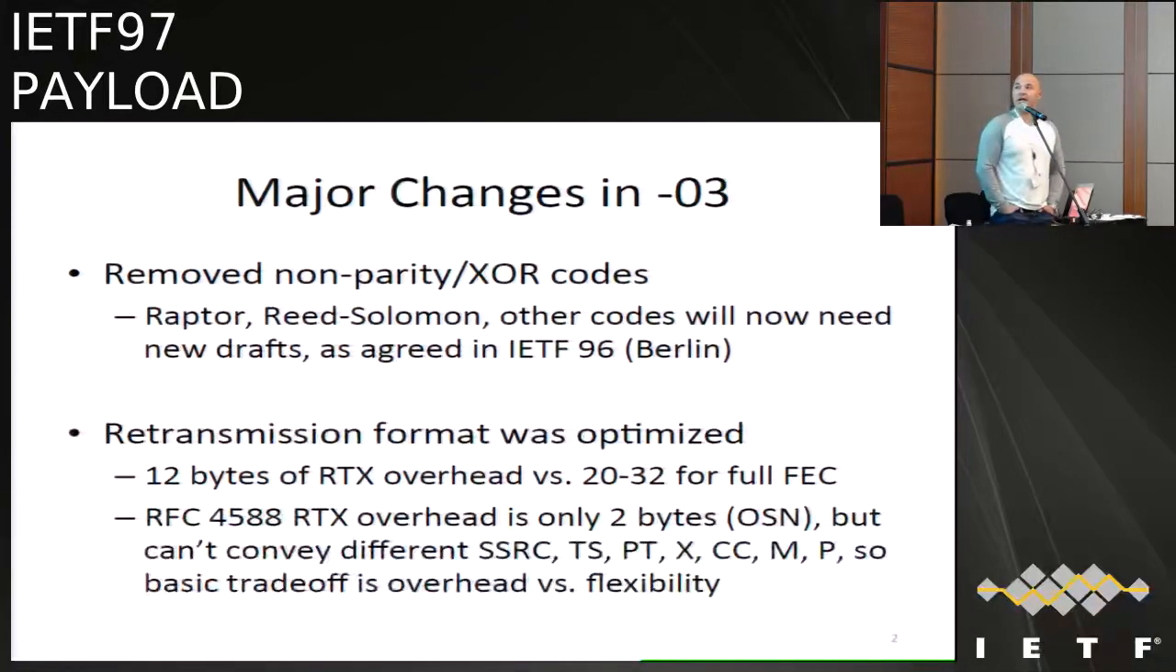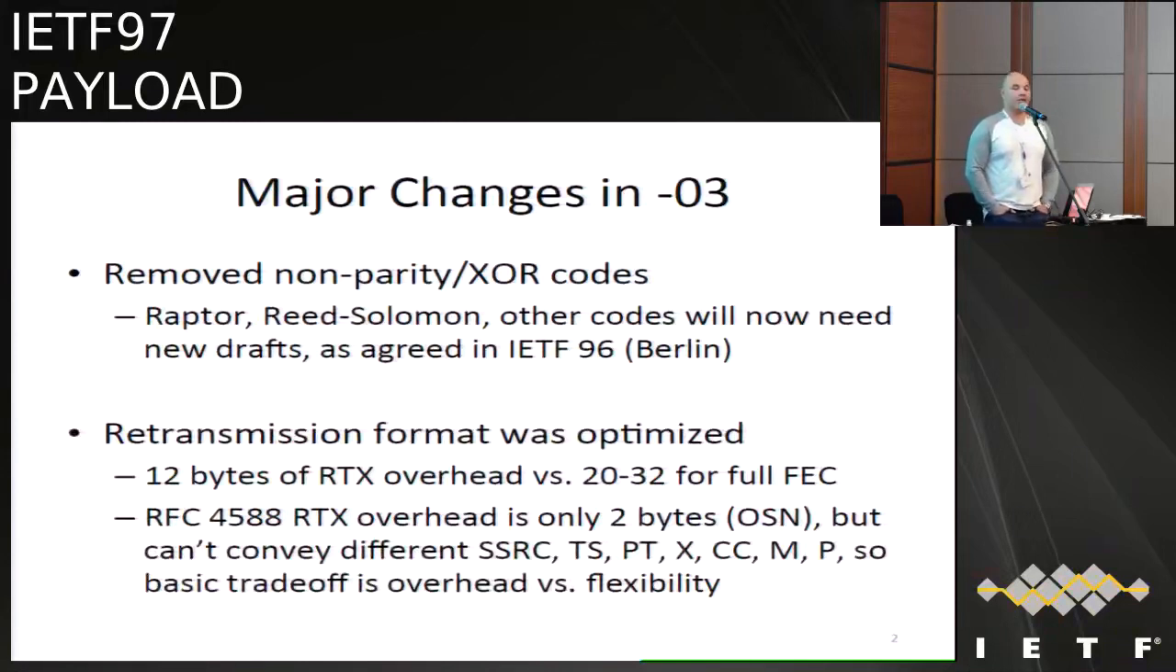The second major change was there was a retransmission format that was added one rev ago, and people commented that it was relatively inefficient compared to the RFC 4588 RTX. And so we looked at the packet format and tried to do some reduction of the fields that would not be necessary. So we got it down to 12 bytes. I'll show in a minute what the differences were. But basically, it's now 3 words instead of 4 to 8 words for a full FEC header. But it's still not as efficient as 4588.